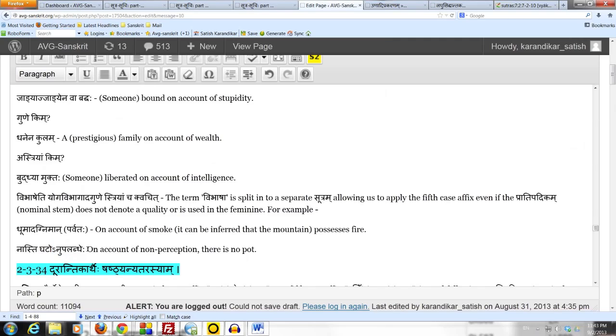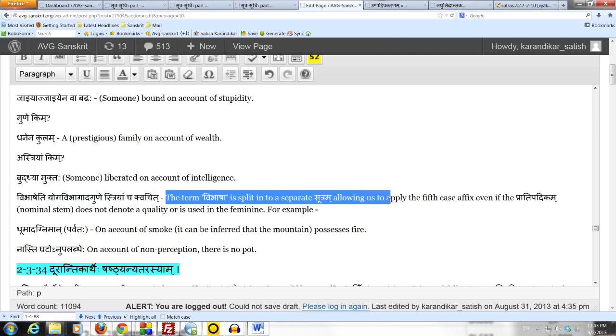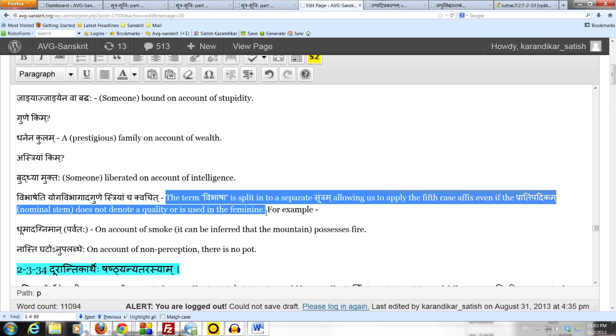So the sentence means there is no pot on account of non-perception, which basically means there is no pot because it is not perceived. But the way the sentence is composed, it means on account of non-perception, we infer that there is no pot. So when we see a fifth case affix being used to denote a hetuhu, and the pratipadikam either does not stand for a quality or attribute or is a feminine pratipadikam, then we have to resort to this technique of yoga vibhaga suggested by the Siddhanta Kaumudi. So we make vibhasha a separate sutram to justify these forms where a fifth case affix is used to denote a hetuhu which is either not a quality or the pratipadikam is feminine.